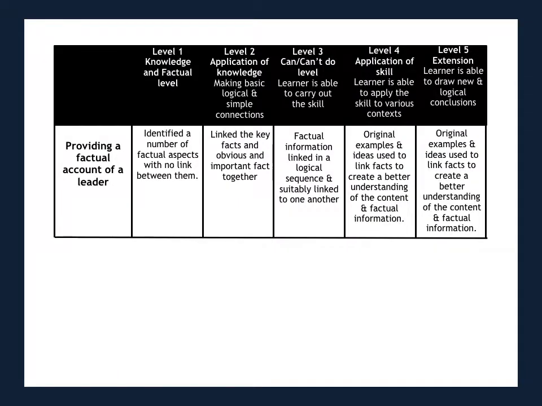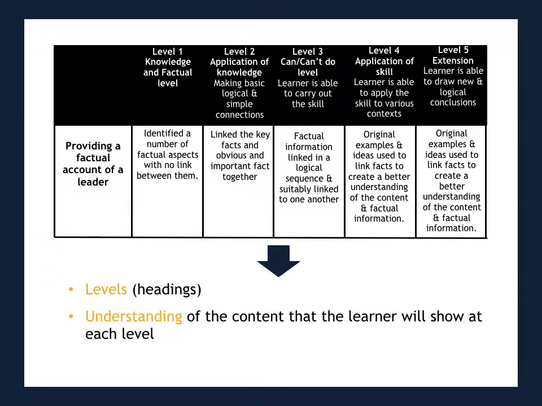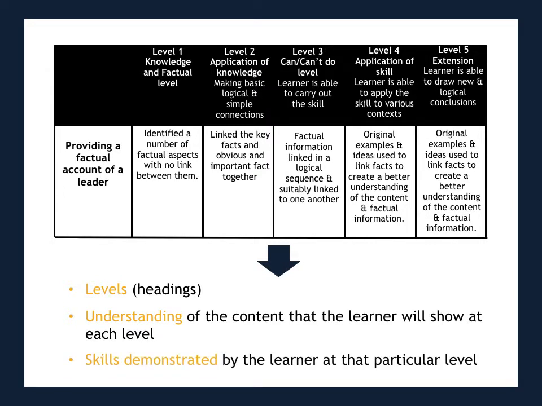So now let's have a look at the important things that we must remember about these descriptors. Well, the first is where they come from. They come from the levels or the headings, and they provide an understanding of the content so the learner will be able to show at each level. They also demonstrate skills. So it's not just facts. And remember we said it's got to measure quality. So each level has to be based on skills and the quality to which the learner is able to understand or show understanding at each level.